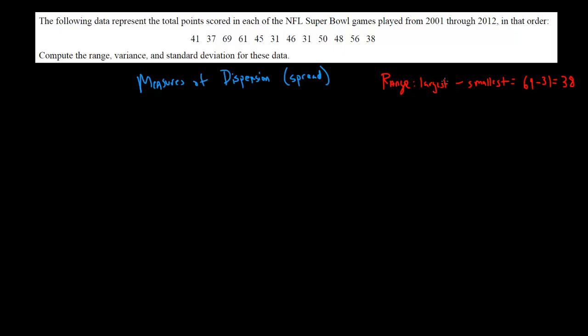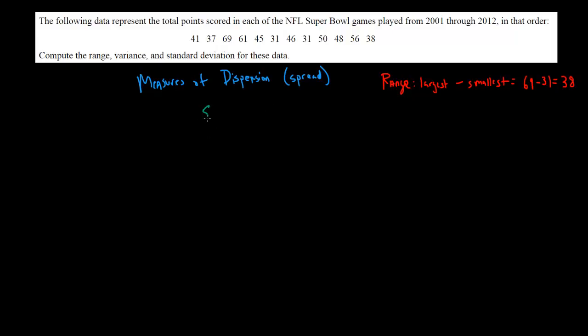Okay, so that's the range. Super easy. So we're not going to spend a lot of time on that. Here, we found the range for these data, and we want to move on to more helpful measures of spread. Now, the most commonly used measure of spread is called the standard deviation.